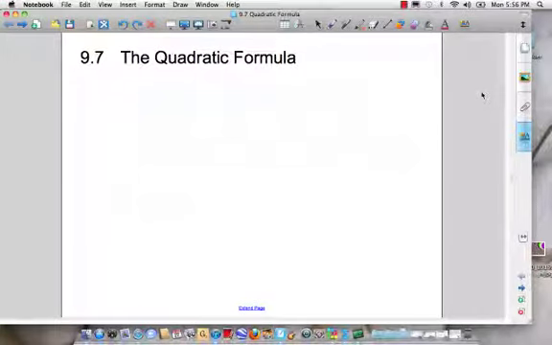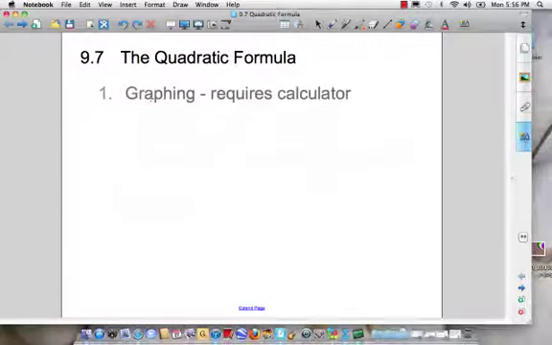This lesson will prepare you for section 9.7, which introduces the quadratic formula. The quadratic formula will be our final method for solving quadratic equations. So let's just review the methods we've already studied. The first method we looked at was graphing, and that's a good method, although it does require a calculator and usually will give approximate answers if there's decimals involved. So that's the limitations of that.